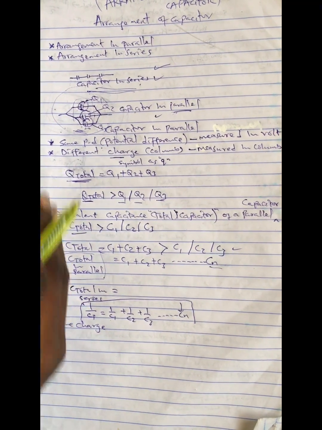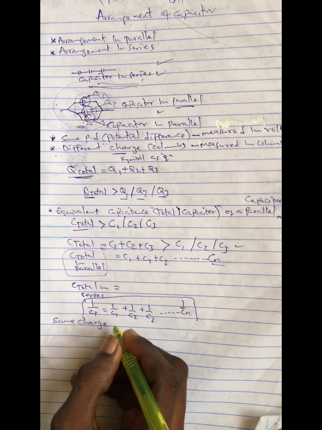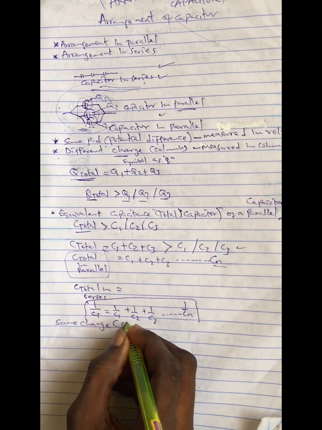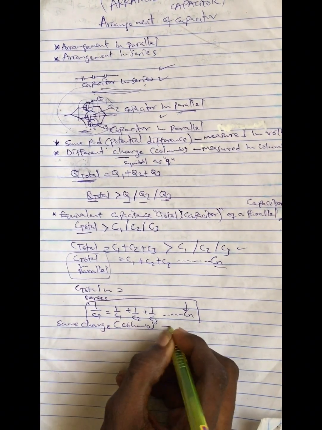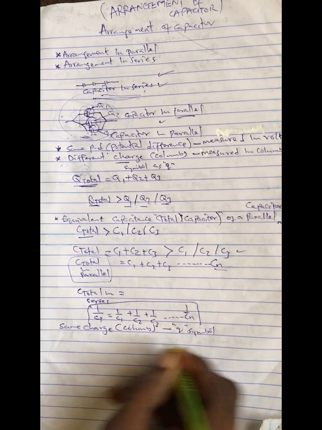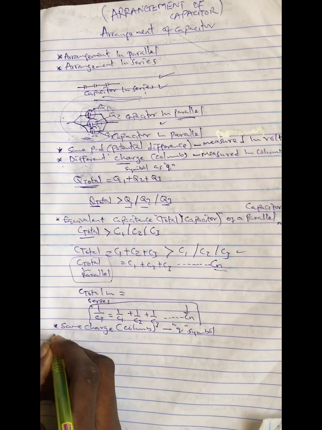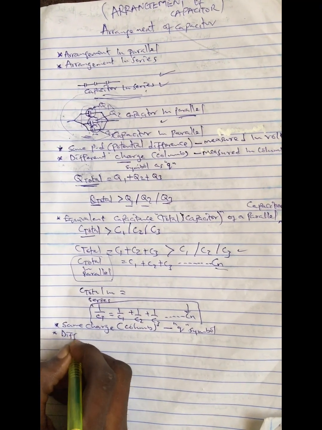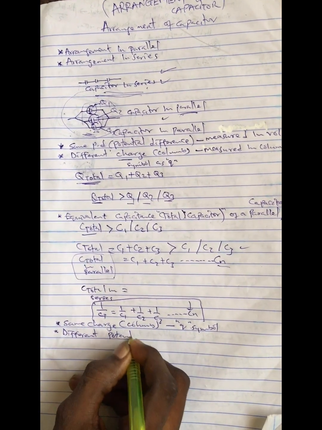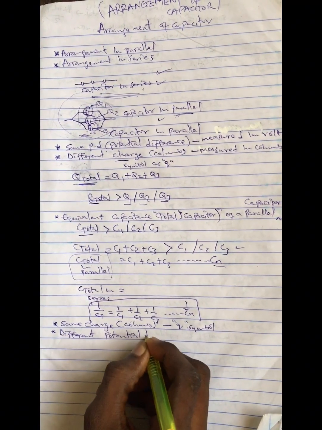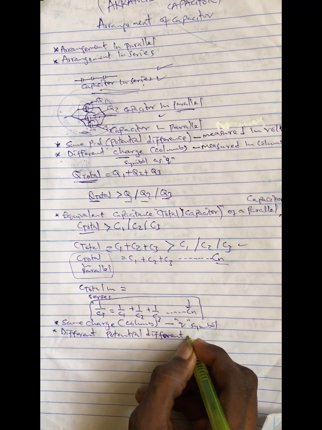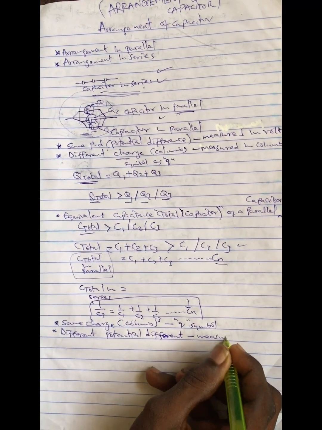You can see that they are opposite to each other. They have the same charges, which is usually measured in coulomb, having a symbol of Q. This is the symbol Q. They have the same charges, and they have different potential difference, different PD, measured in volts.